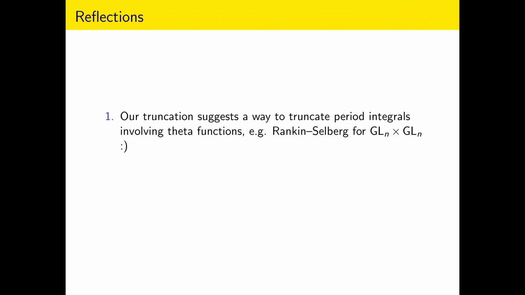So to summarize, first, our truncation method using parabolic subgroups of these Jacobi groups suggests a way to truncate period integrals involving theta functions. For example, we can truncate the Rankin-Selberg convolution. So we can do the Rankin-Selberg convolution, say, for Eisenstein series.